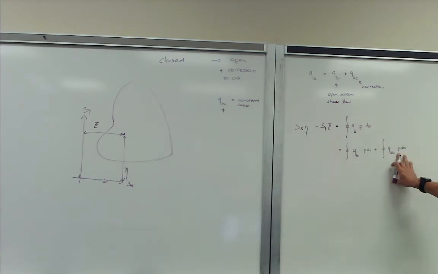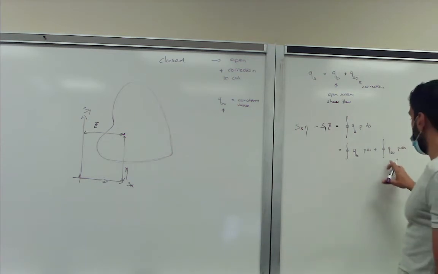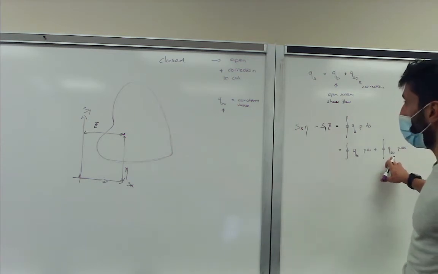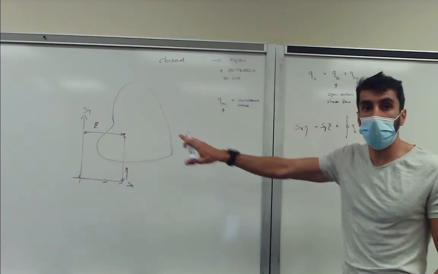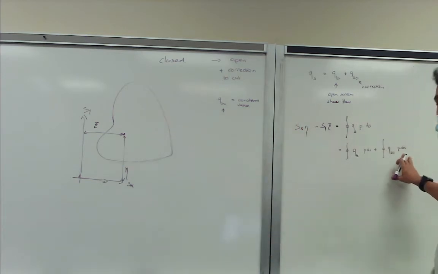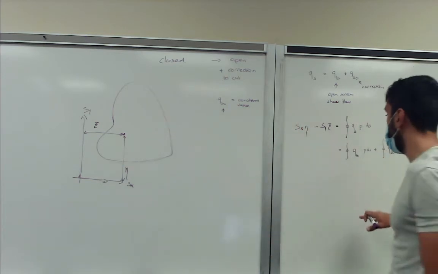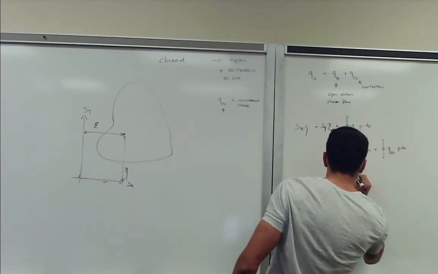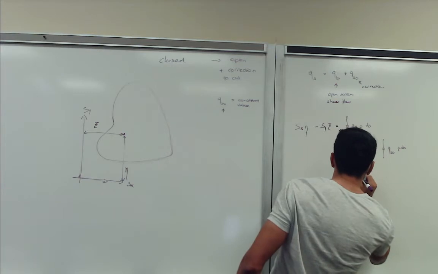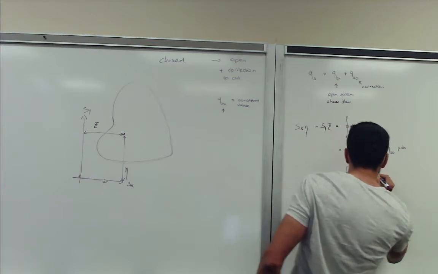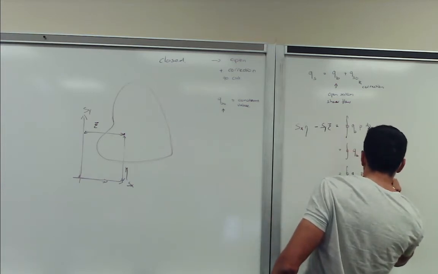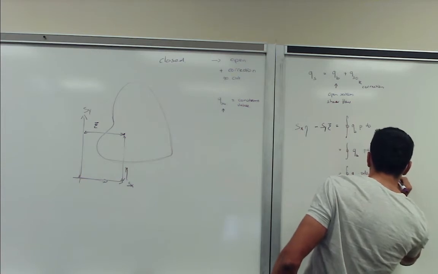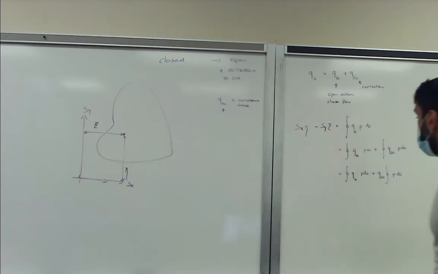In this case, p is the moment arm, okay? So we said earlier that the correction shear flow is a constant shear flow. So basically, it's independent of ds. Therefore, we can take it out of the integral sign. So what we get is the integral of q_b p ds plus q_s0 times the integral of p ds. So we'll write it slightly differently.